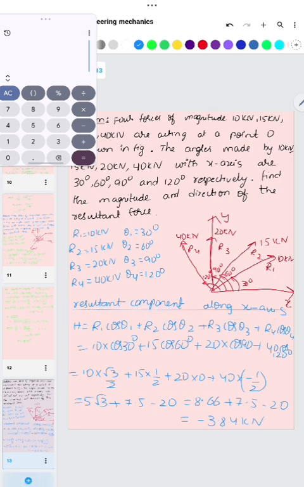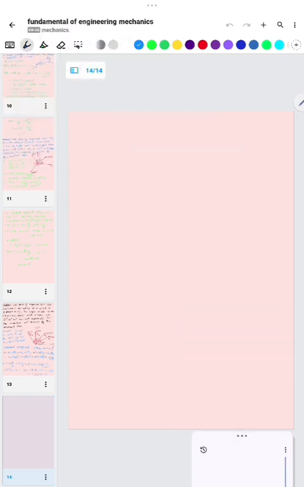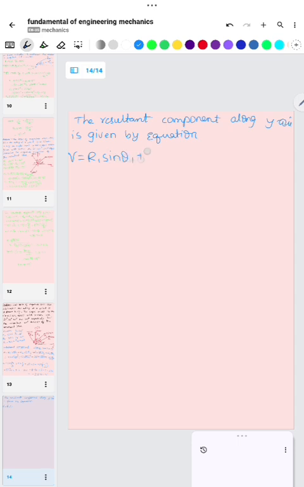So now we will take the vertical axis, that means along y-axis. The resultant component along y-axis is given by vertical: R1 sin theta 1 plus R2 sin theta 2 plus R3 sin theta 3 plus R4 sin theta 4.